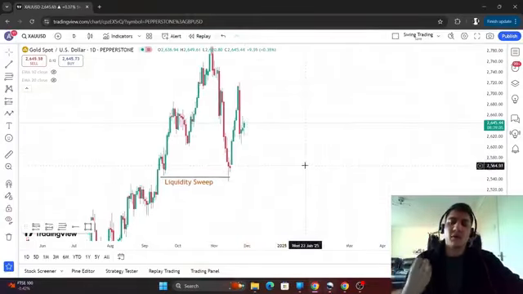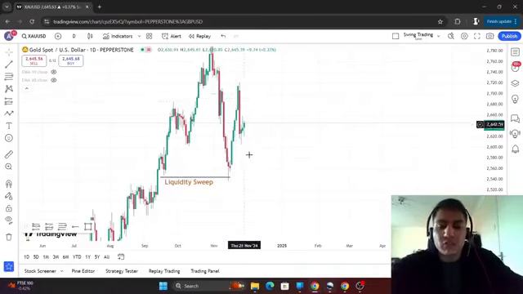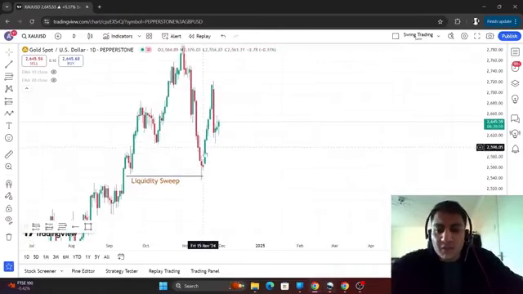Right, so what does that mean? So we know on the weekly we're bullish. We know on the daily we've had a liquidity sweep, and we've quickly shot off, right? The only thing I'm going to say now, you see this fair value gap here?